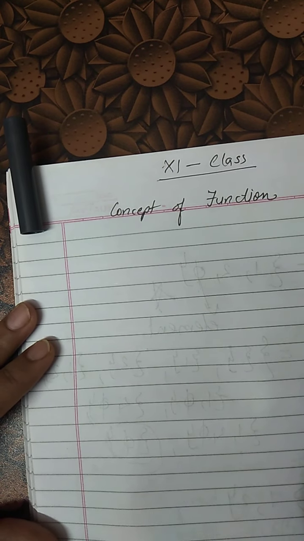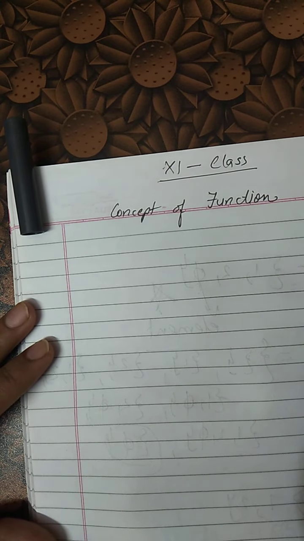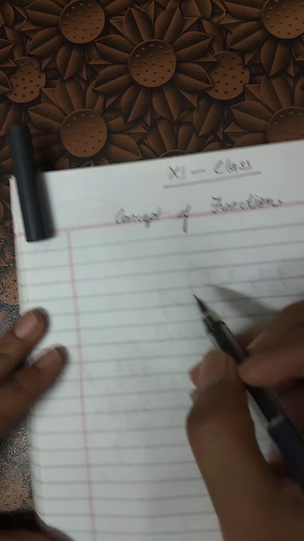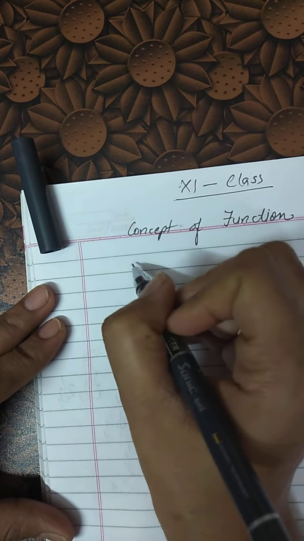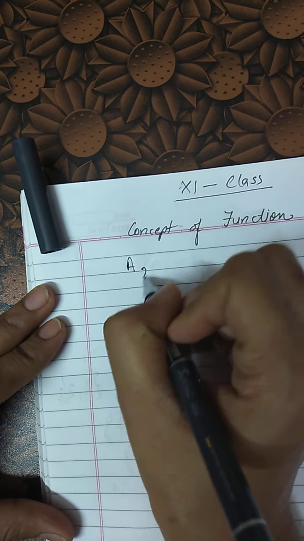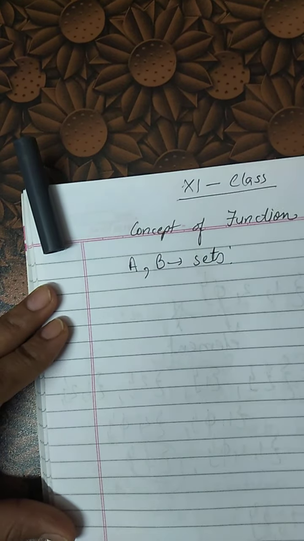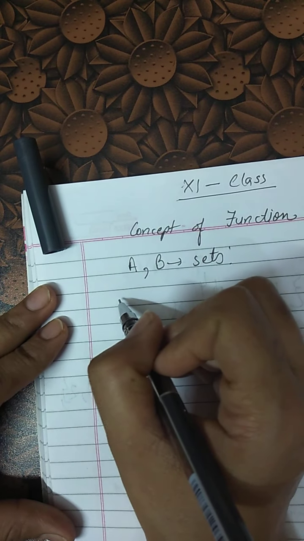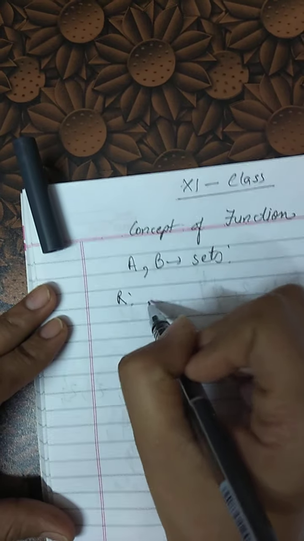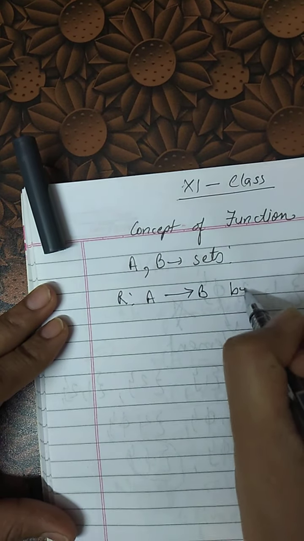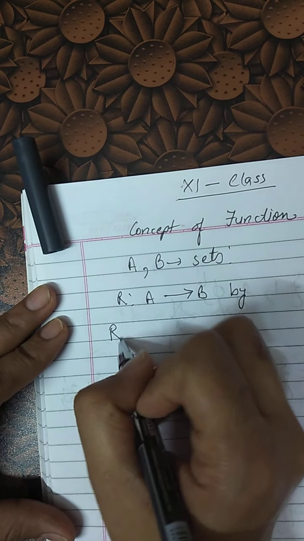Good morning, class. Today we will discuss the concept of function. Before that, we have already learned about the relation. So, if we have two sets, set A and B, we are defining a relation from the set A to set B. Now, how are we defining the relation?